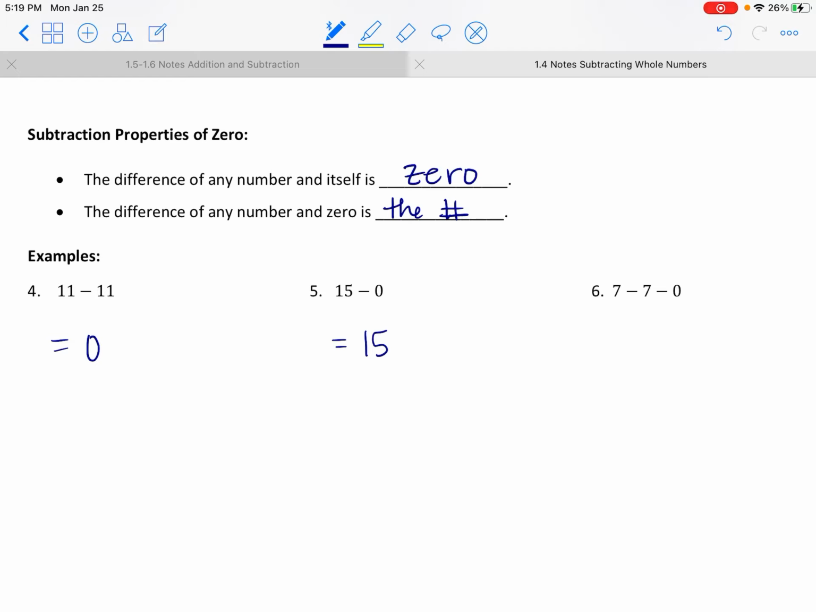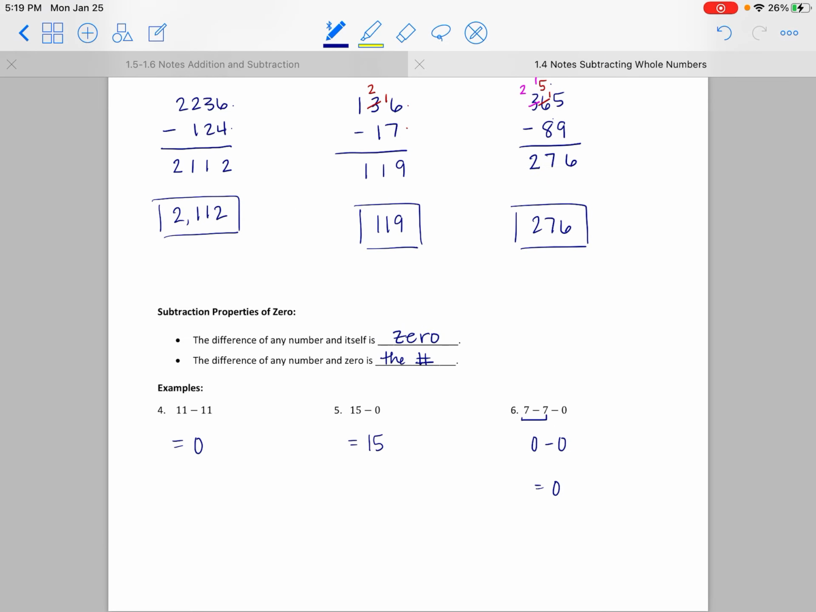Okay, and then the number 6 here basically puts those two properties together. So 7 minus 7, a number minus itself, is going to be 0. And then 0 minus 0, well, there's no difference between those. It's just going to be 0. Okay, again, all can be confirmed with the calculator.